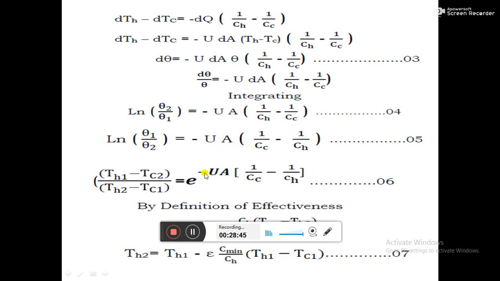Now, the definition of effectiveness for a hot fluid: the effectiveness equals C suffix H into Th1 minus Th2, divided by C minimum into Th1 minus Tc1. Rearranging this equation, we will get Th2 equals Th1 minus effectiveness into C minimum by Ch into Th1 minus Tc1. Call this equation number 7.